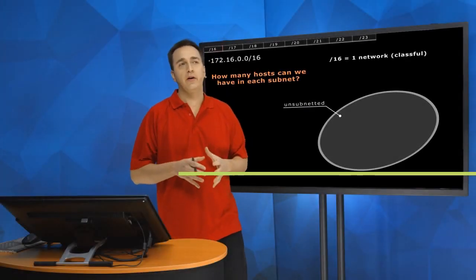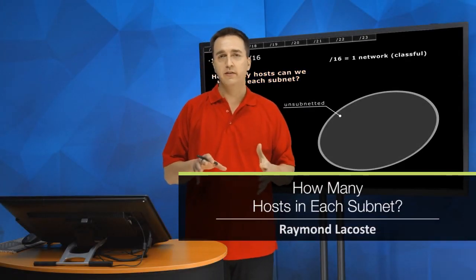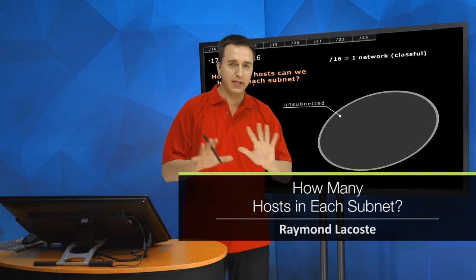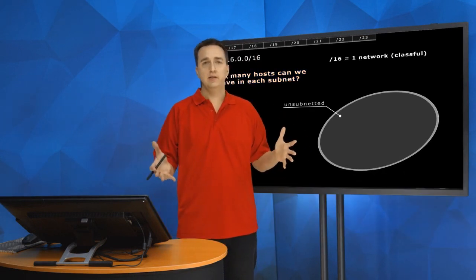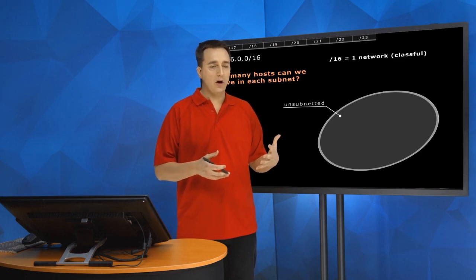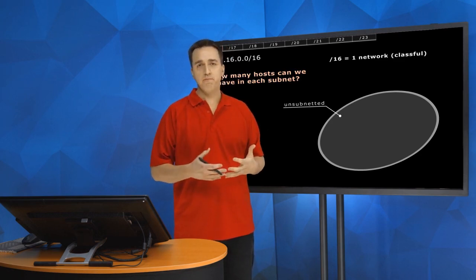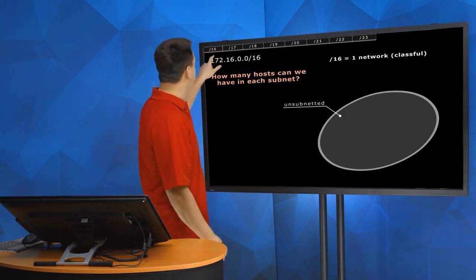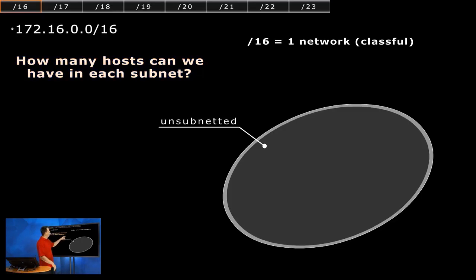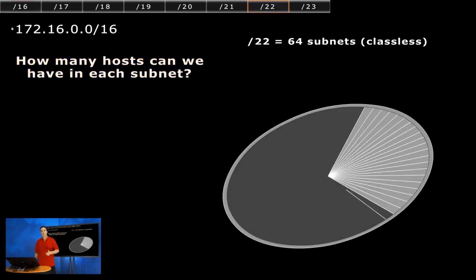How do I figure out how many hosts are in each subnet? And why should you care? Well, step back for a moment. You know how to create subnets. We take our original subnet mask and we extend it out. So if we have a /16 and we go all the way down to a /22, we create 64 subnets.